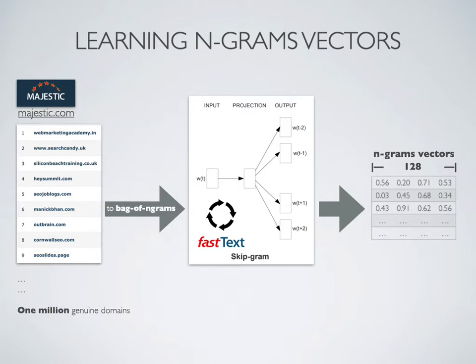We employed the skipgram model using the fastText implementation, which is quite easy to run. And we did it on top of the Majestic Million dataset, which includes 1 million genuine domains. So these domains are transformed into a bag of n-grams representation, and then after the skipgram is trained, we obtain n-gram vectors of 128 elements each one.